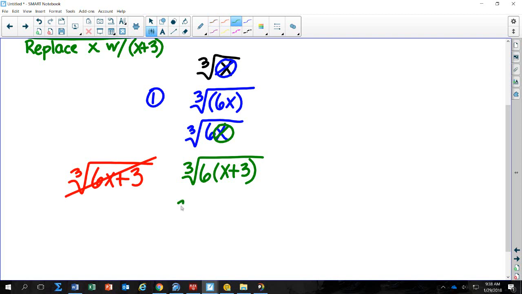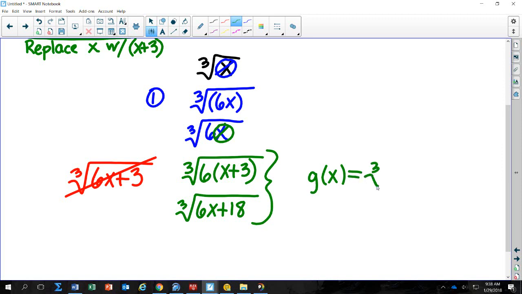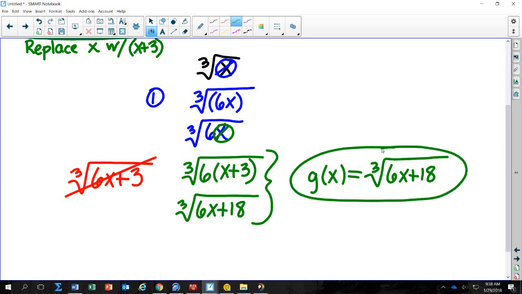Because when I distribute that 6 through them, I'm actually going to end up with 6x plus 18 underneath that cube root. Either one of these are fine for your final answer. We just want to make sure that we label our final answer g of x. g of x equals the cube root of 6x plus 18. Or you could put 6 times, in parentheses, x plus 3. This is our second grade solution. Any questions about that? The process?